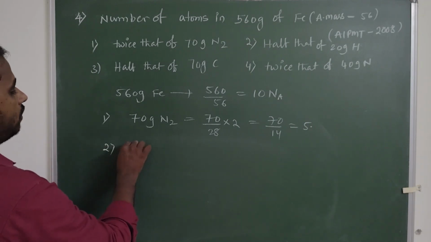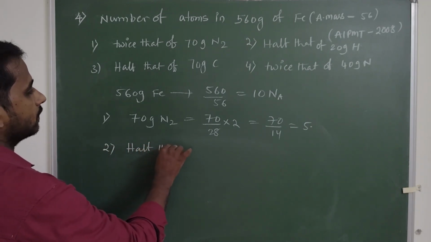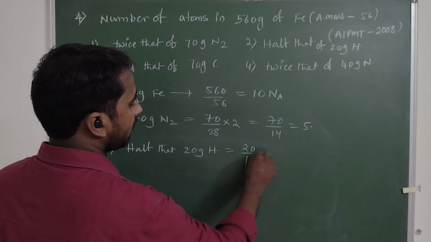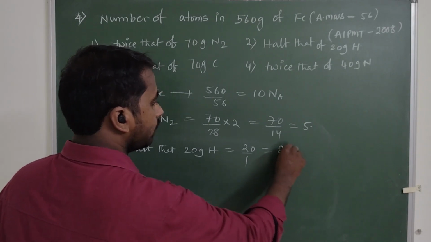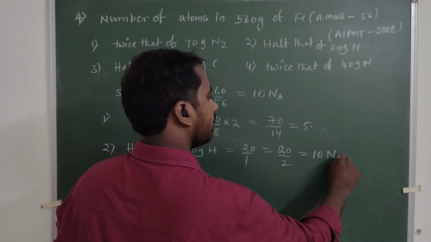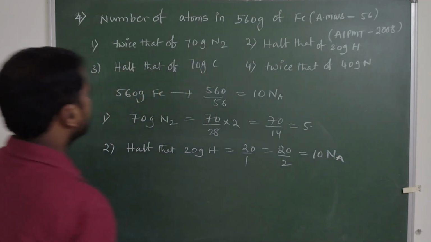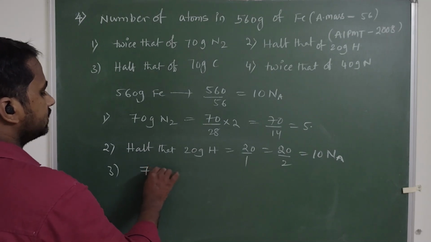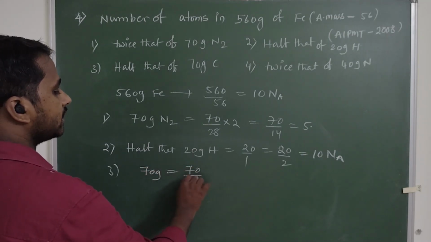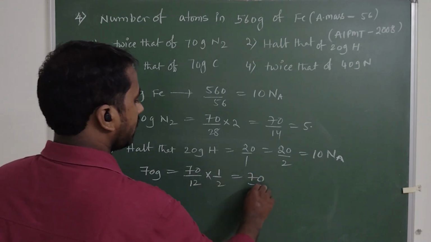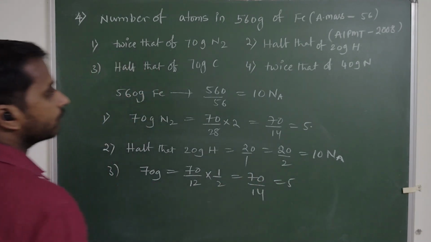Second option, twice that of 20 grams of H. 20 grams means 20 by 1 is 20 moles, and they said twice, so 20 by 2 is 10 Na number of atoms. Coming to the third one, twice that of 70 grams of C. 70 grams of C means 70 by 12, into twice means 70 by 14, around 5.